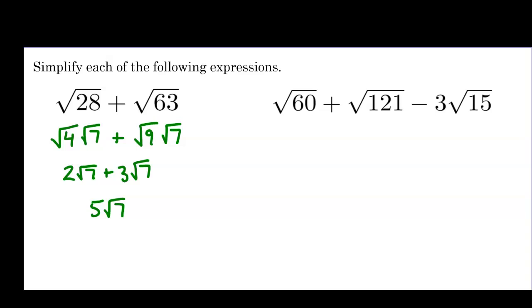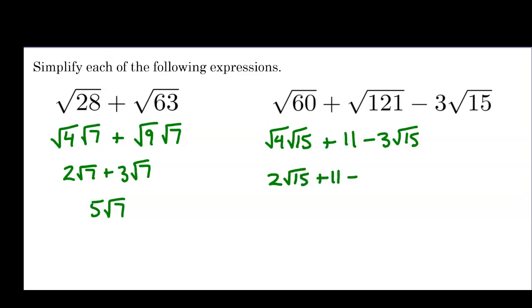Next up, we have no like terms, at least it doesn't appear that we have like terms. So we start by simplifying. 60 would be square root of 4 times square root of 15. Square root of 121, well that's a perfect square, so that would be 11. And then 3 square root of 15. 15 has no perfect square factors. So we have 2 square root of 15 plus 11 minus 3 square root of 15.